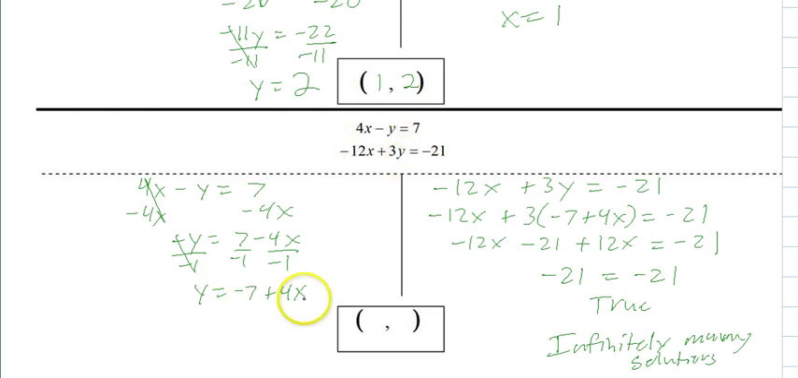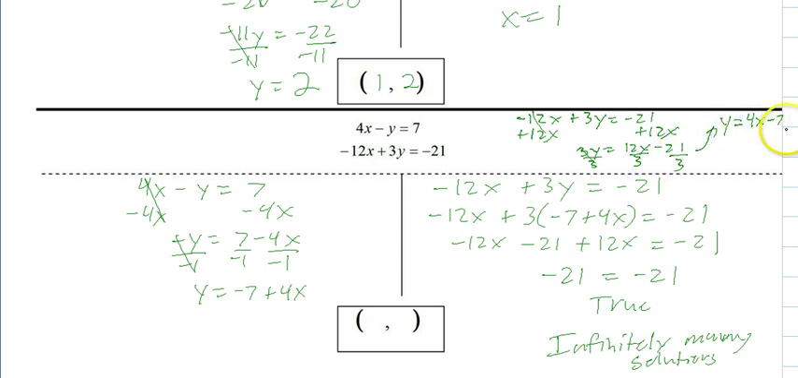So we already solved that one for y. Let me solve the other one just to show you. And so that gives us y equals 4x minus 7. Same exact equation. And that's why we get infinitely many. They're the same solution. That's it. That's substitution.